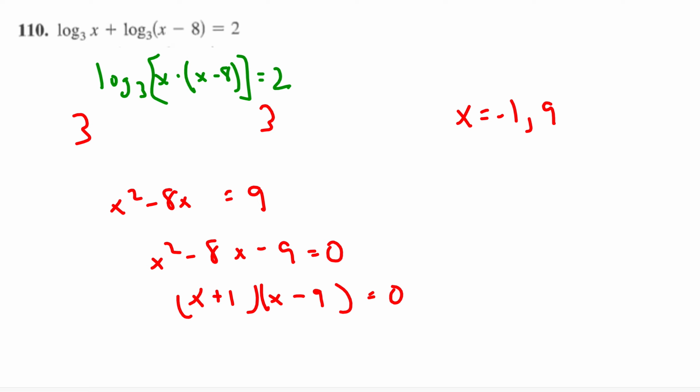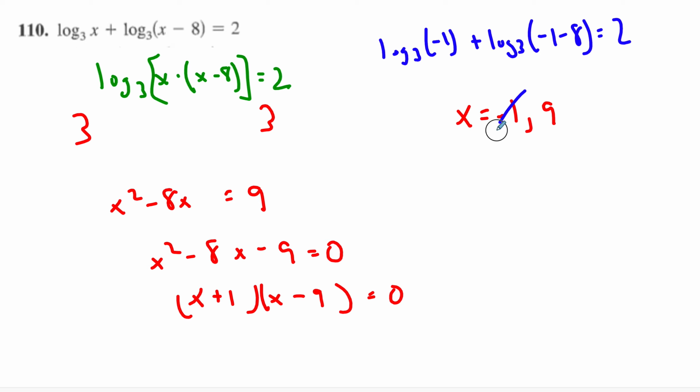So if I plug x equals negative 1 in, I'm going to get the log base 3 of negative 1 plus the log base 3 of negative 1 minus 8, which equals 2. That's a problem, right? And why is this a problem? Well, I can't take the log base 3 of negative 1. So this is an extraneous solution, so the only solution that works is 9. Log base 3 of 9, log base 3 of 9 minus 8, sorry, is just 1, so that is indeed it.